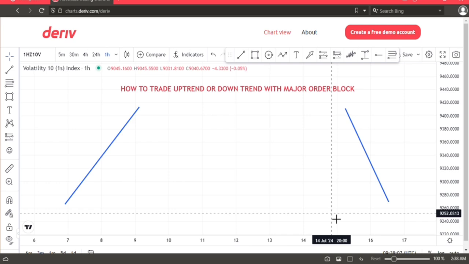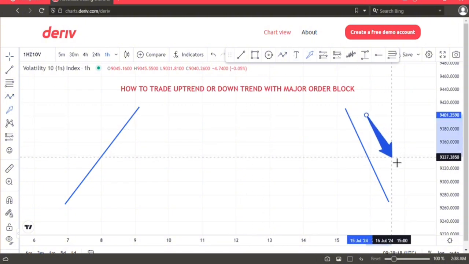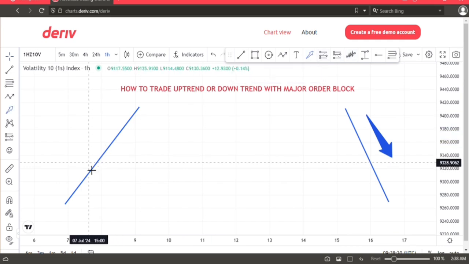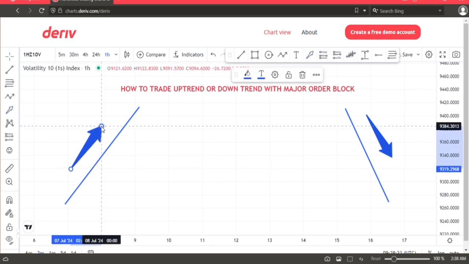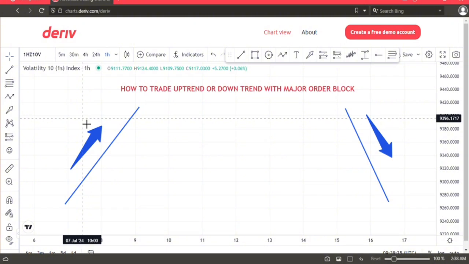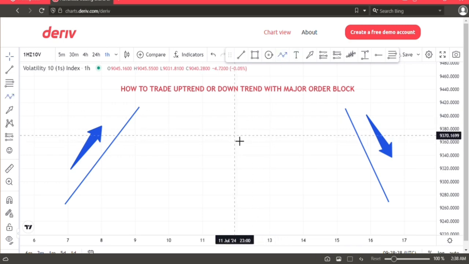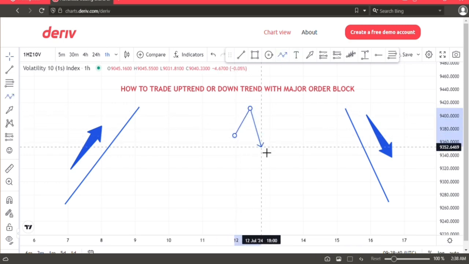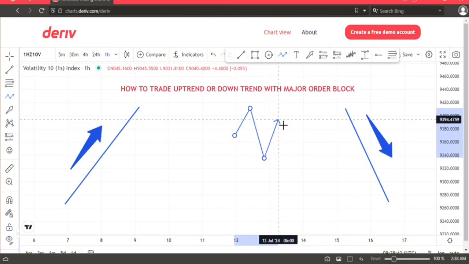So let's get started. I'm going to be using a downtrend market. Whether you are trading on a downtrend or an uptrend market, with a major order block, you are going to have a valid entry. Let's say we have a structure like this, a downtrend market structure this way.